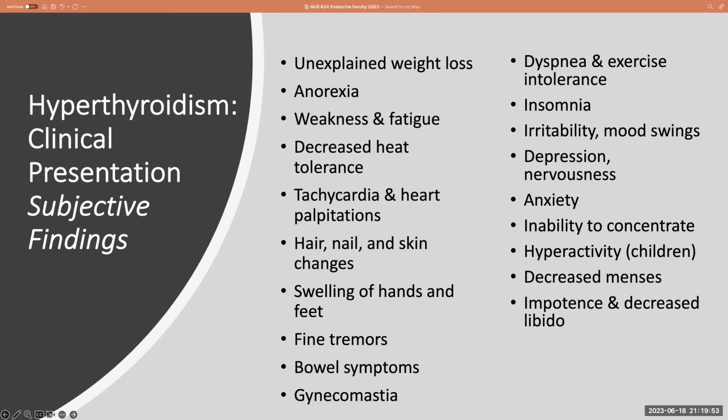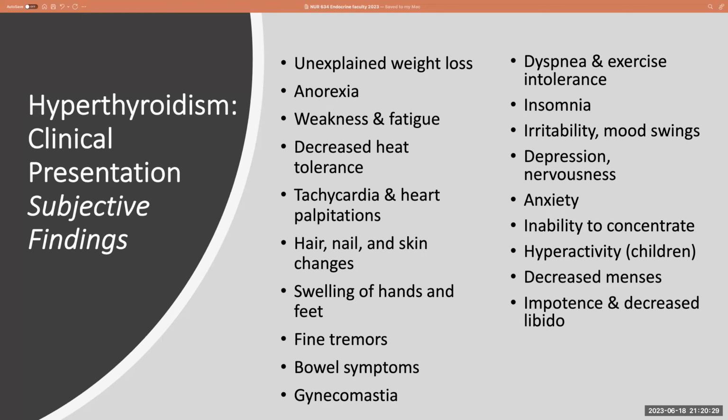This is just another list, the same list, just put in a different format. It depends on the duration and amount of excessive thyroid hormone as to how severe these symptoms will be. Some of them are rather subjective, so you need to take a really thorough history and review of systems. And don't forget those bowel symptoms. Those are often overlooked, and things like gynecomastia. We don't even think about that, but some of these can often be overlooked. They're going to have decreased menses, irregular periods.